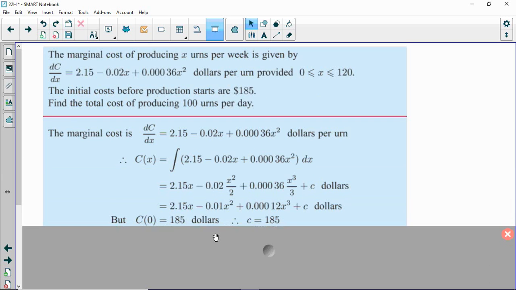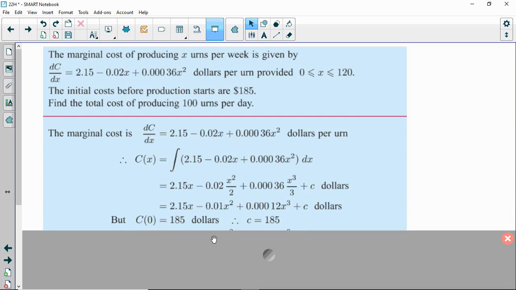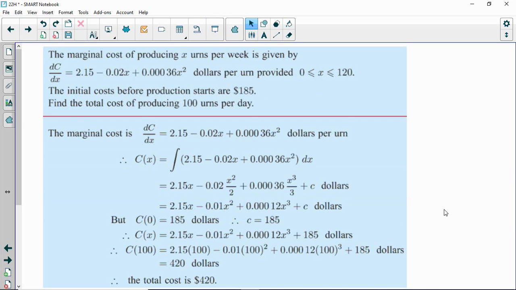That means that we can solve for c. c has to be 185. Well, this is our function for producing x number of earns, so we're just going to put 100 into that, and we've got an answer.